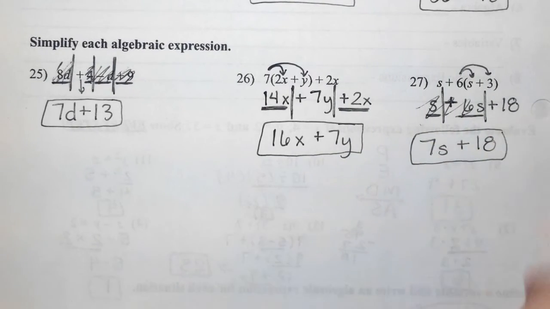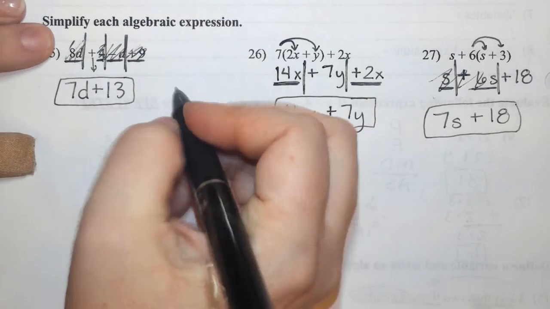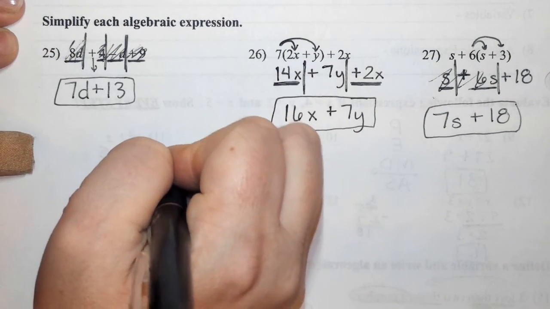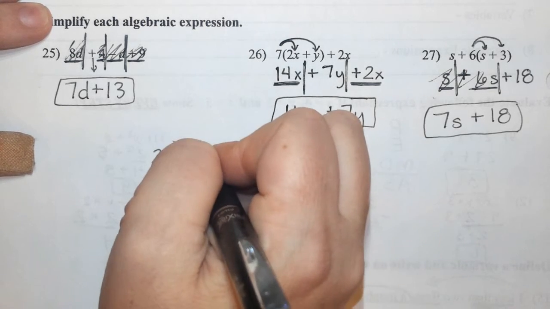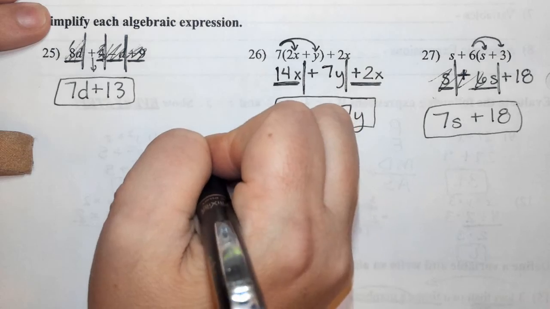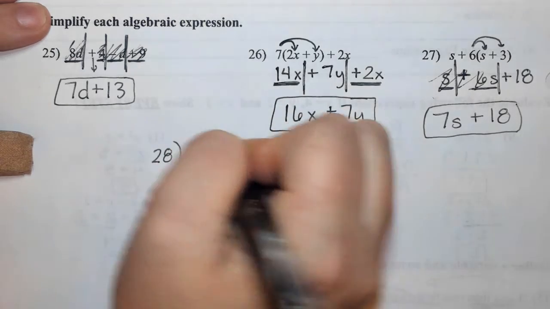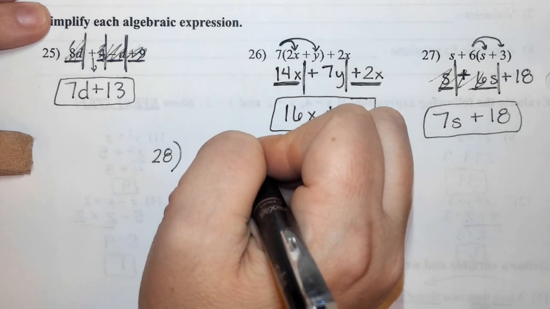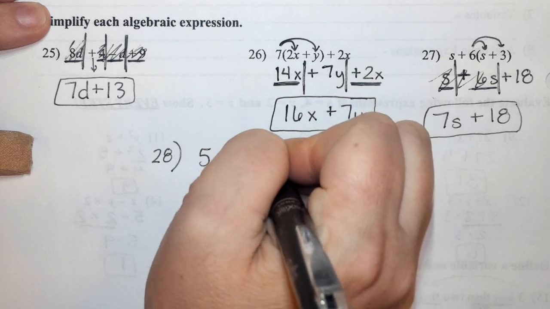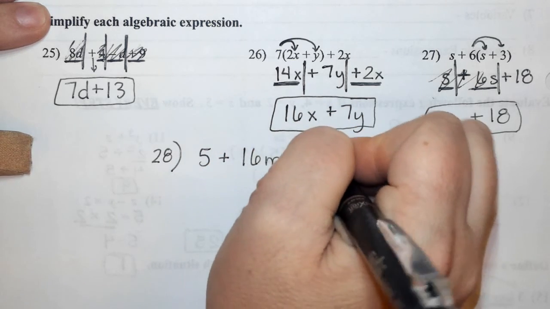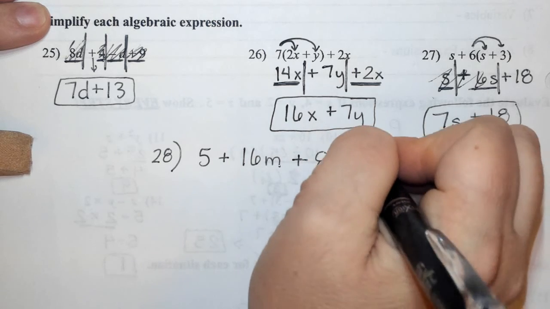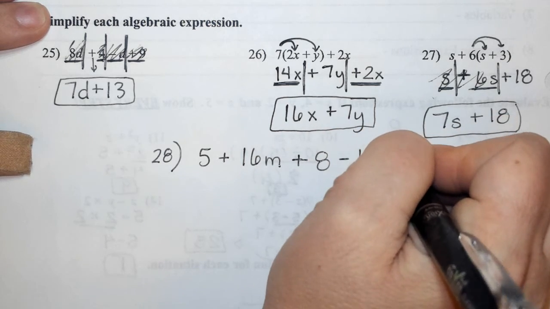Okay, I have one more problem I want us to look at, and there's one like this on the test, so let's make sure we pay attention. 28. If I have 5 plus 16m plus 8 minus 15m.